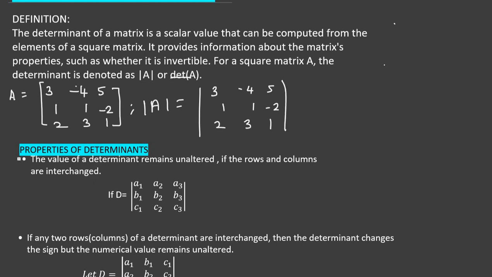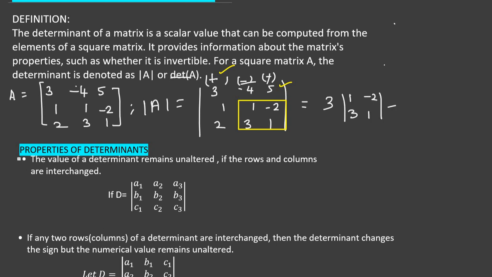The value of the determinant is given by: for the first element take the plus sign, the second element takes the minus sign, and the last column takes the plus sign. Now 3 into the minor of 3. Minor means deleting the first column and the first row. The remaining elements are written inside the determinant as 1, minus 2, 3 and 1.